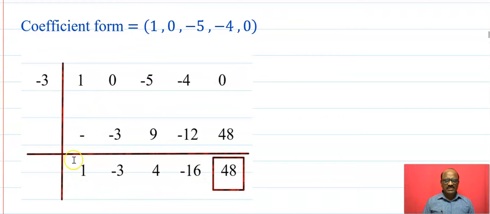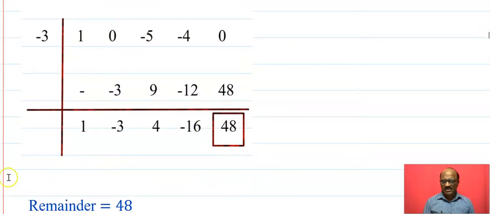Keep this one as it is. Minus 3 into 1, minus 3. 0 minus 3, that is minus 3. Minus 3 into minus 3, that is plus 9. Minus 5 plus 9, overall you will get 4. And 4 into minus 3, then you will get minus 12. Minus 12 and minus 4, that is minus 16. Minus 16 into minus 3, and you will get 48. 0 plus 48, that is 48. And now this 48 is the remainder.